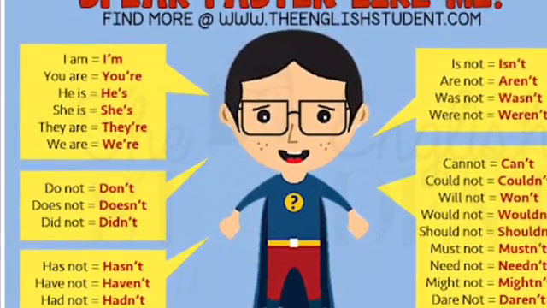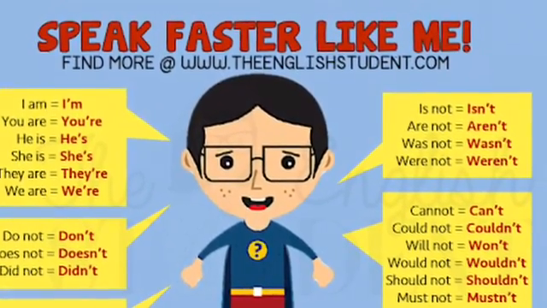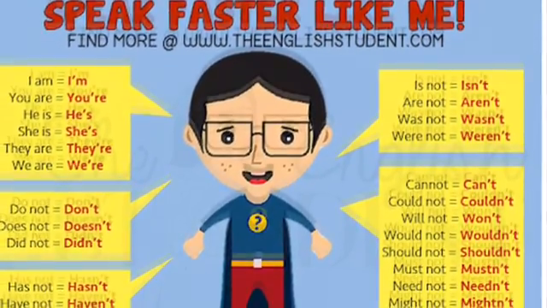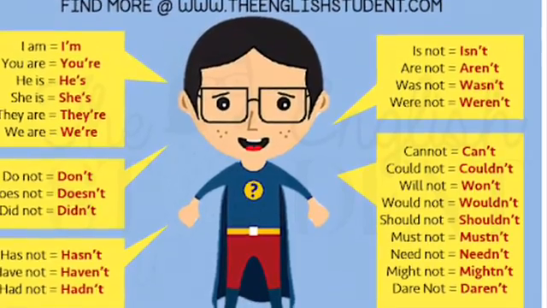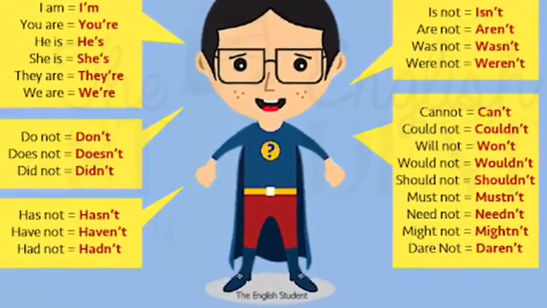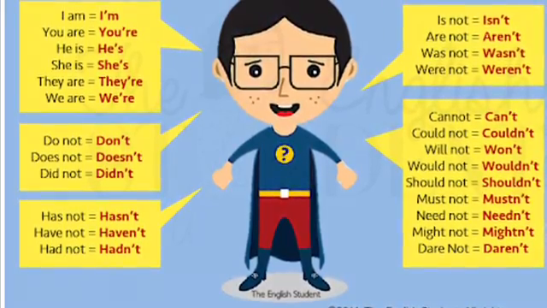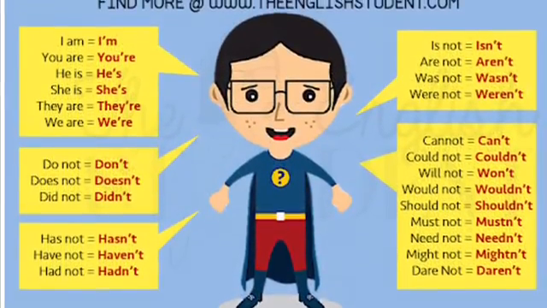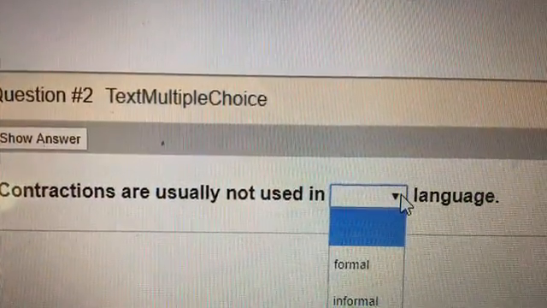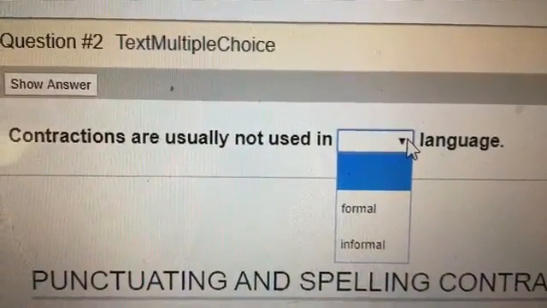In contrast, contractions are usually avoided in situations where formal language is required. Formal language has a more serious tone. It is used for professional communications, such as business documents, academic papers, and official publications and websites. Formal language makes your writing sound more professional. Question 2. Contractions are usually not used in formal or informal language.